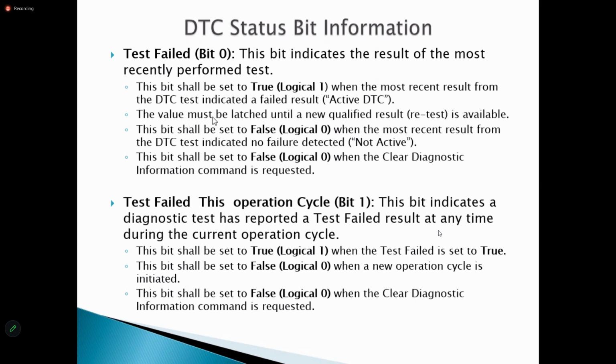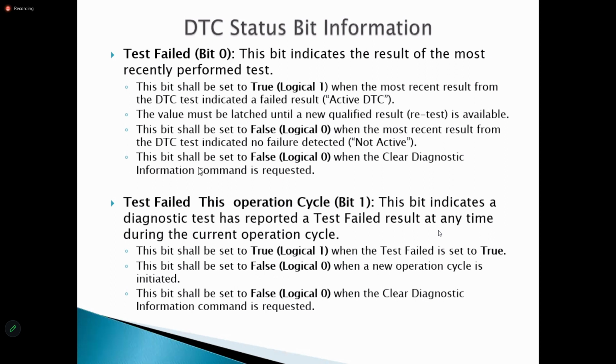So this bit 0 indicates the result of the most recently performed test. This bit shall be set to true, logic 1, when the most recent result from the DTC test indicated a failed result. That means the DTC is active, that fault is still there. The value must be latched until a new qualified test. So this value will not change till when the retest is done. If it is pass, then it will be reset to 0. If it is still fail, then this value still remains true. This bit shall be set to false or 0 when the most recent result from the DTC test indicated no failure detected. So if the voltage failure is resolved, then this bit will be set to 0.